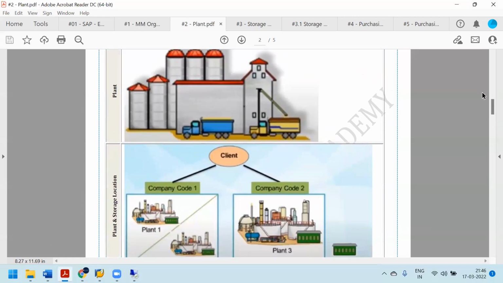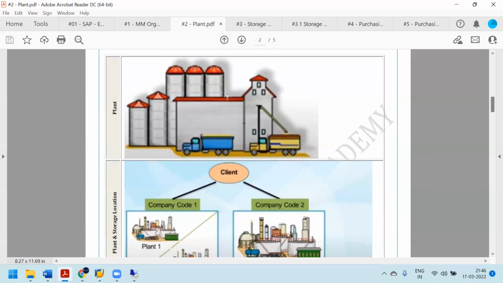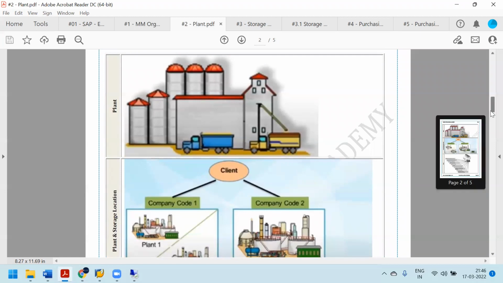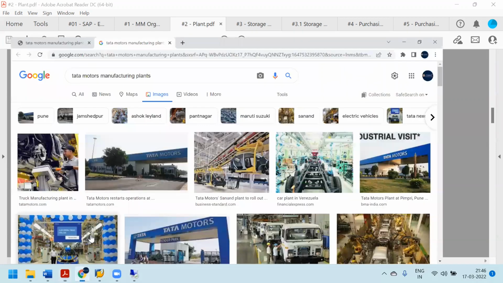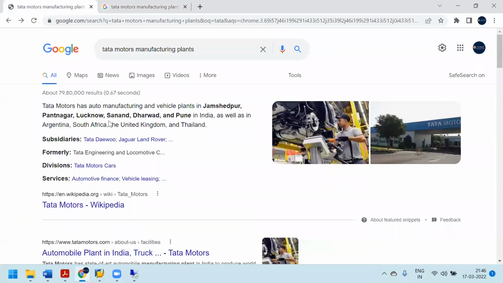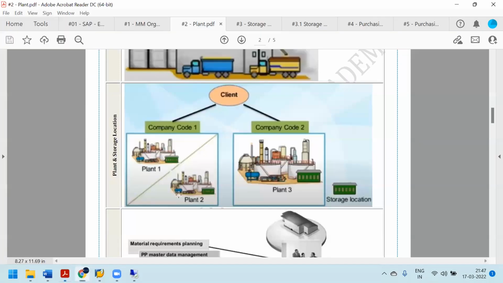So as you can see, here I have represented the plant from manufacturing point of view, where we have the manufacturing facility. So in one company code, we may have a number of plants. Like for example, from Tata Motors point of view, Tata Motors has 5 or 6 manufacturing plants. So here in this image, same I have tried to express. As you can see in this company code, I mentioned 2 plants, and in this another company code, I mentioned only 1 plant. So in one company, we may have a number of plants, for example, Amazon.